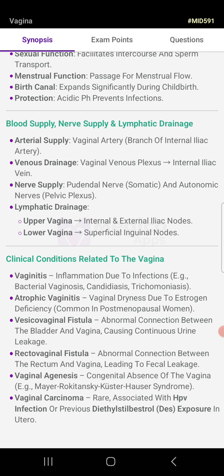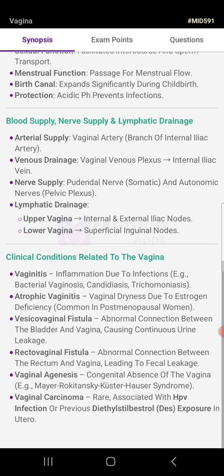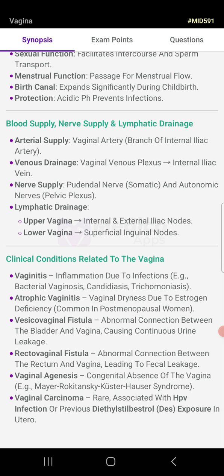Vesicovaginal fistula, abnormal connection between the bladder and the vagina, causing continuous urine leakage. Rectovaginal fistula, abnormal connection between the rectum and the vagina, leading to fecal leakage. Vaginal agenesis, congenital absence of the vagina. Meyer-Rokitansky-Küster-Hauser syndrome. Vaginal carcinoma, rare, associated with HPV infection or previous diethylstilbestrol exposure in utero.